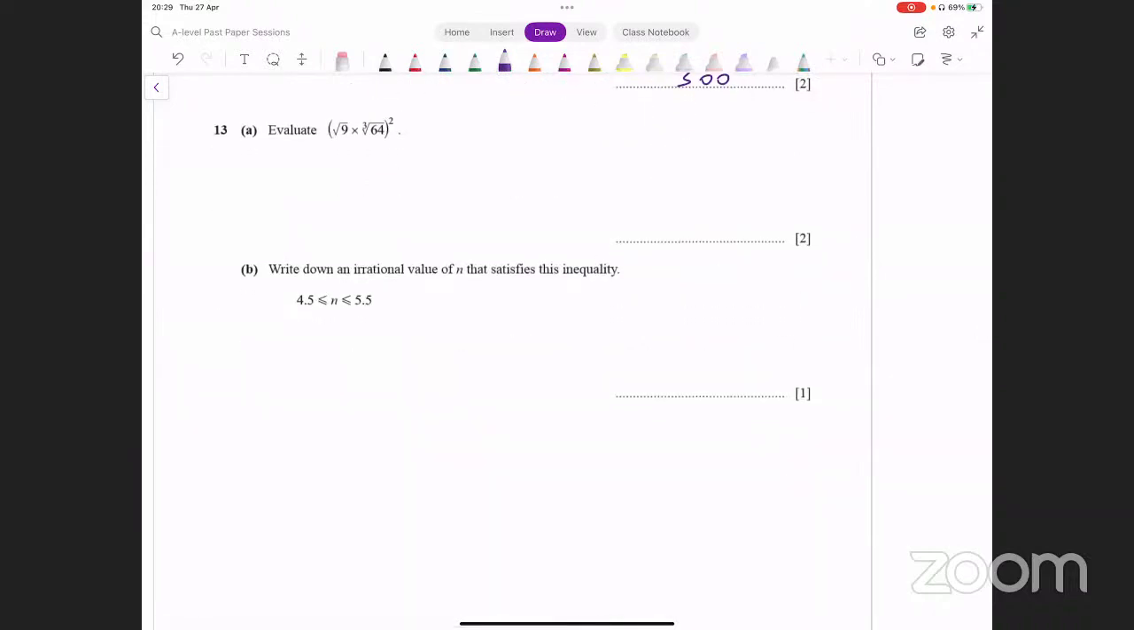Okay, so in 13, first part, it says square root of 9 into cube root of 64 whole square. You have to evaluate this thing. अच्छा, square root of 9 क्या होता है? 3. Cube root of 64, that is 4. आपको ये cubes और squares common याद होने चाहिए. 4 का cube 64 होता है. So 64 cube root is going to be 4. इस पूरे का square करना है. That's 12 square. 12 का square क्या हो जाएगा?